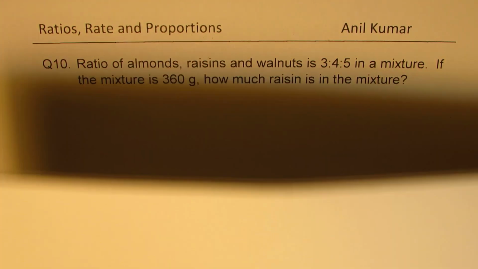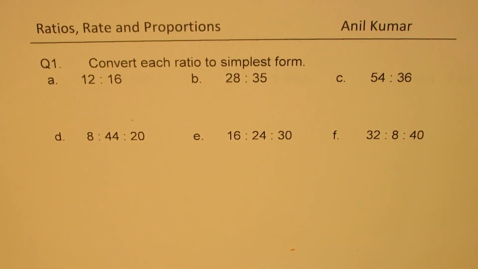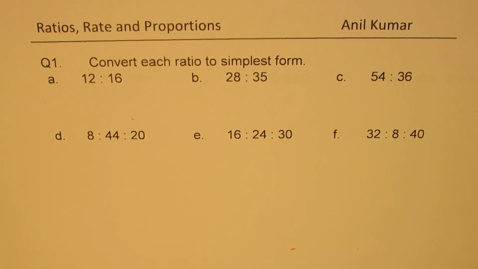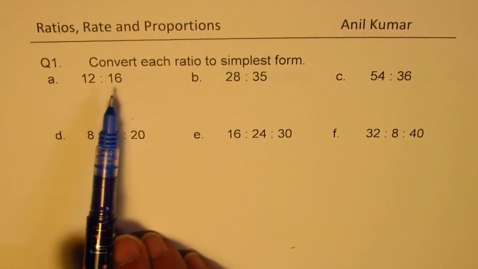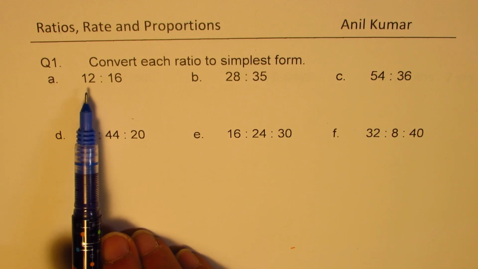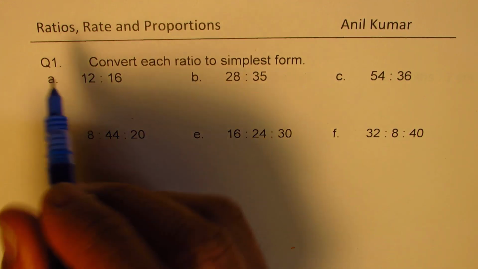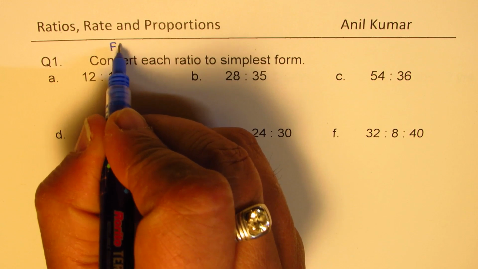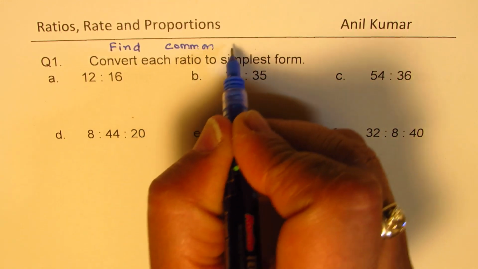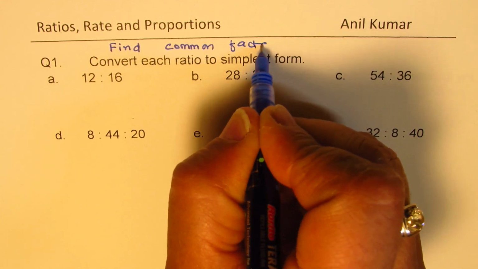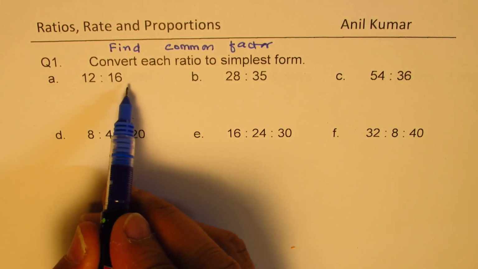At the end of this video, I hope most of the concepts about ratios will be clear, right? So let's begin with the very first one, which is to convert each ratio to simplest form. 12:16. We need to figure out a common factor. So the idea here is to find a common factor. The common factor is 4, right?